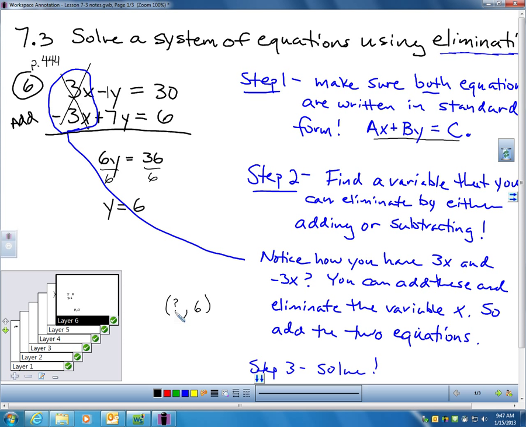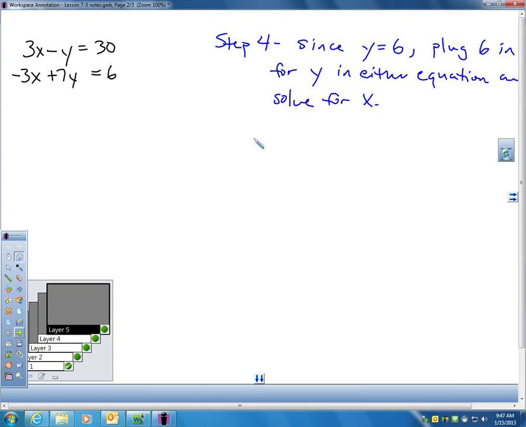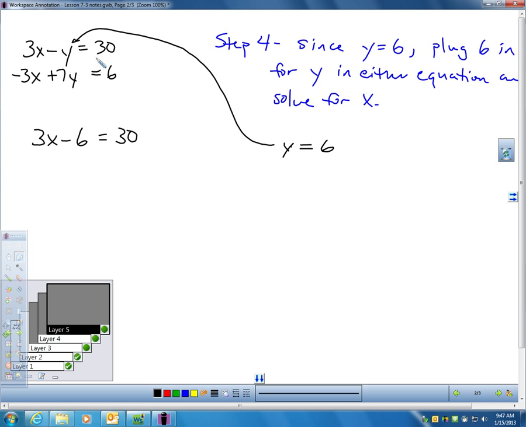All I have to do to find the x value is exactly what we did yesterday. Let me go to the next page. I'm out of room here. So since I know y equals 6, just take 6 and plug it in either equation to find x. So I went ahead and I'm like, this equation looks like the easier of the two. I plugged in 6 for y, which gives me 3x minus 6 equals 30. I added 6 to each side.